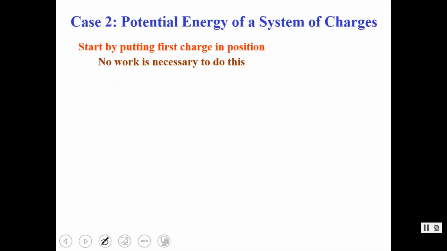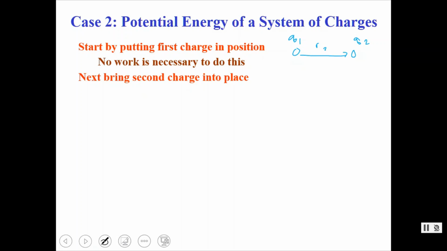Start by putting a first charge in place. So Q1 is here. Because I assume everything else is empty space, there's nothing else in my universe besides Q1 right now, so no work has to be done to do that. Q1 goes into place. Now, in order to bring Q2 over here, I have to bring it from infinity to some position here. So I'm going to have to do work to bring that charge into place. That work is either going to be positive or negative depending on the signs of both.